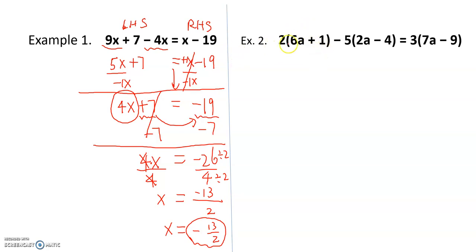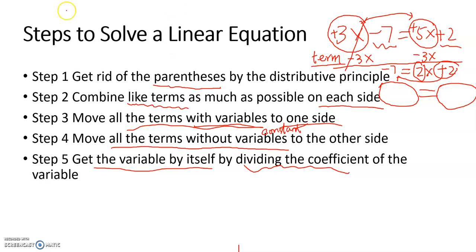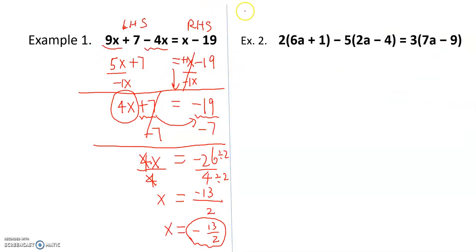Okay, so let's look at the second example. This is pretty much similar to the first one, except we have to do the first step to get rid of parentheses. And we also practiced that previously. So let's distribute 2 to both of them. We get 2 times 6, 12a. 2 times positive 1, that's positive 2.